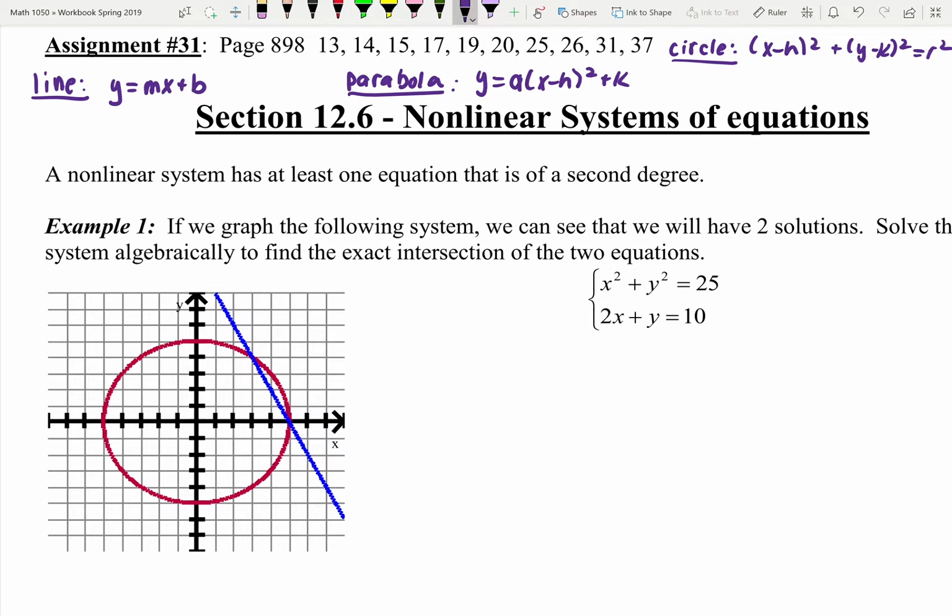Another thing you have to do, guys, is you have to be able to look at the equation without doing anything to it and say, I know that's a line, I know that's a circle, I know that's a parabola, just by looking at it, okay? And it's easy to do.